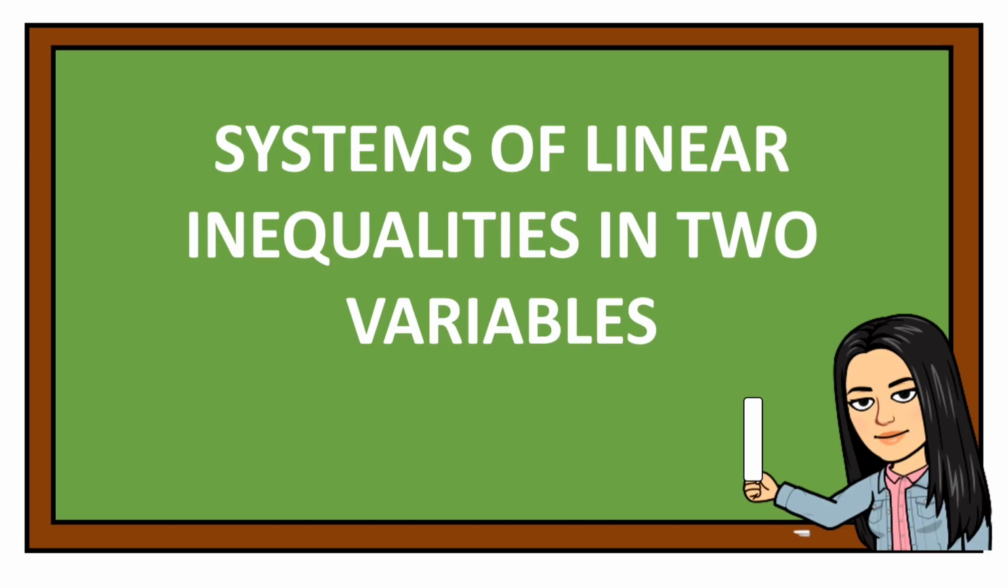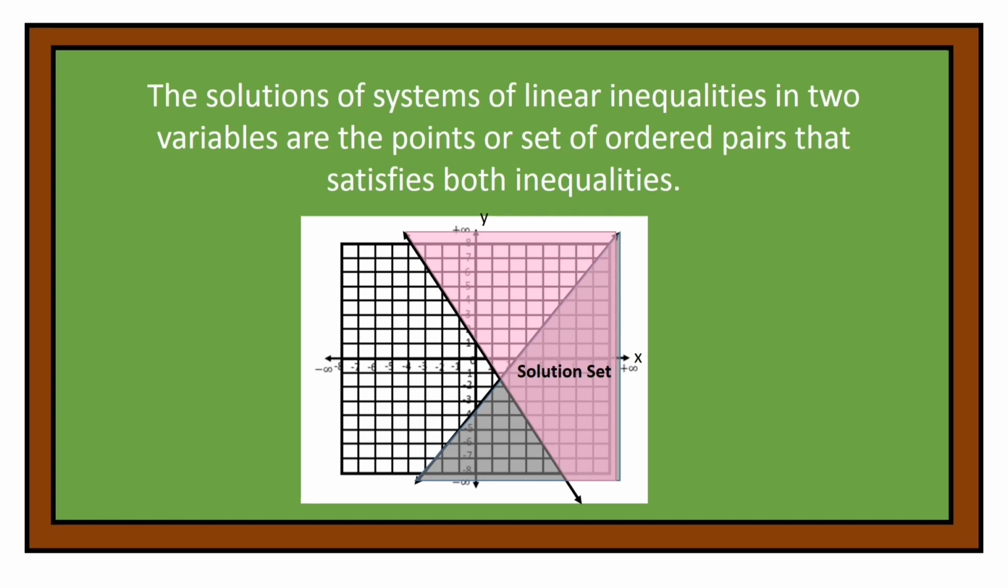Our lesson for today is about systems of linear inequalities in two variables. The solutions of systems of linear inequalities in two variables are the points or set of ordered pairs that satisfies both inequalities. So dito sa ating example, meron tayong dalawang inequalities.